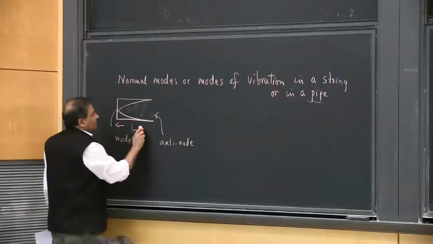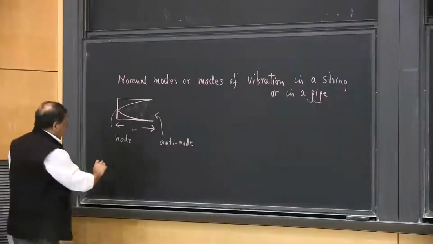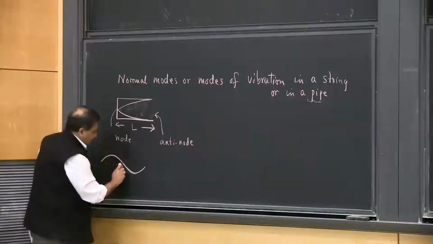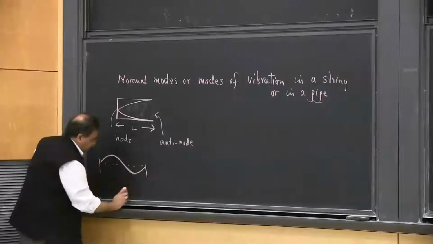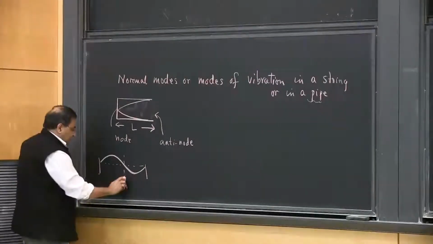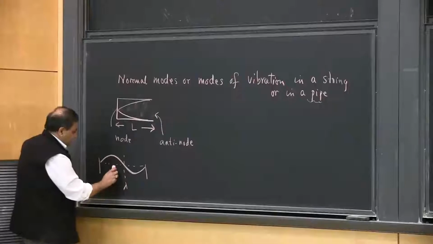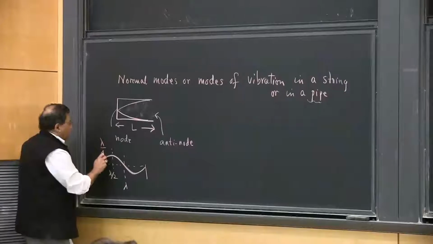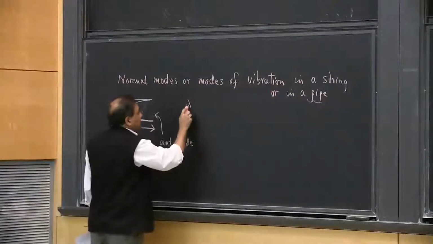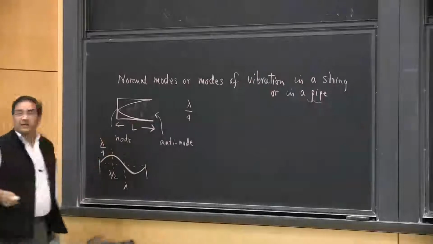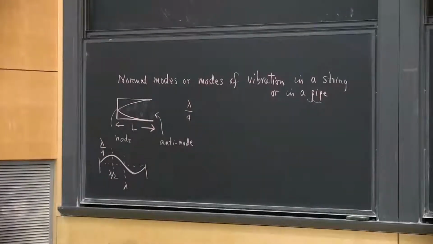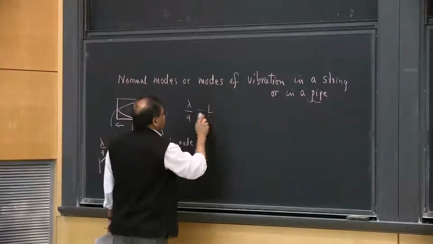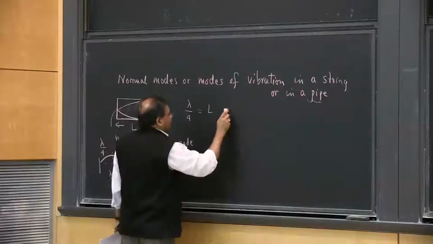So if this length is L, and you think of a wavelength lambda as this whole length, then this distance here would be lambda over 2, and this distance here would be lambda over 4. So therefore this would be lambda over 4, and since you can't make anything simpler than this, it is the lowest mode, okay? So lambda over 4 here is L. So lambda is 4L.